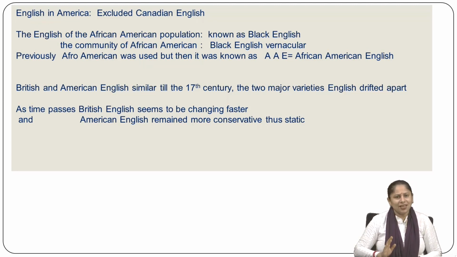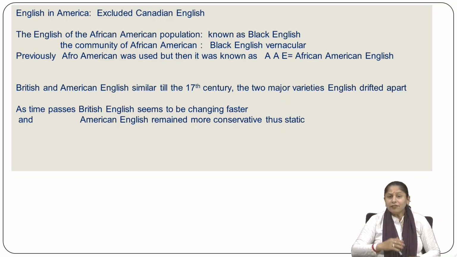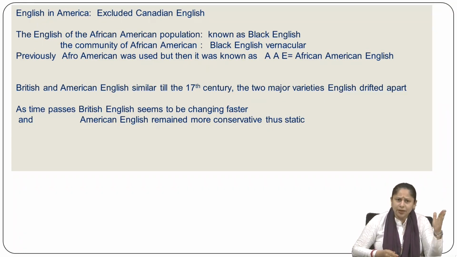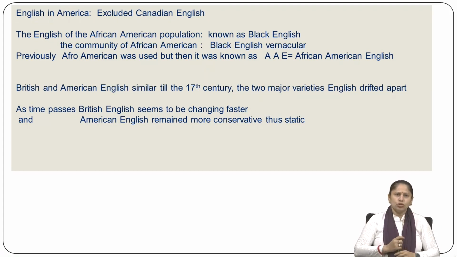discuss Canadian English. Before that, we learnt about Southern English, Scottish, and Irish, as well as lingua franca, and we discussed isoglosses that you are keeping in your mind. And again, we are going to focus on varieties of Englishes using America as the region. The English of the African American population is known as Black English.